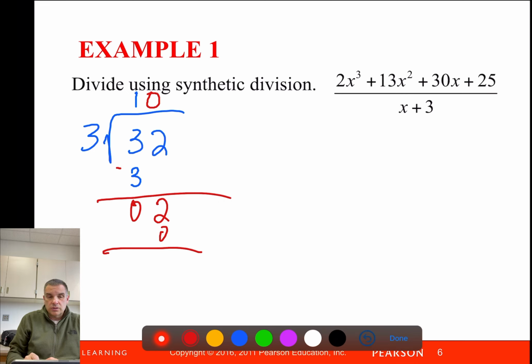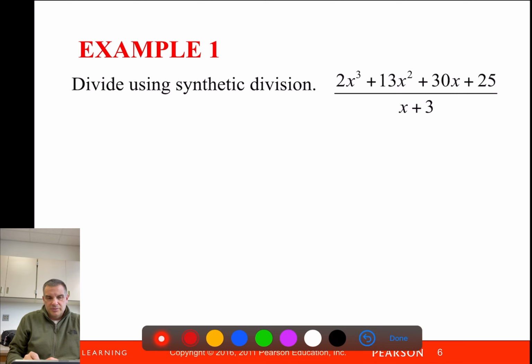We could use long division to do this problem right here. The problem with using long division to do this is it gets rather confusing, and it really gets to be quite a long process when you're doing that. So there's a kind of a shorthand method for dividing polynomials.